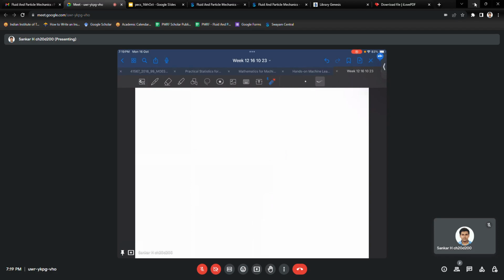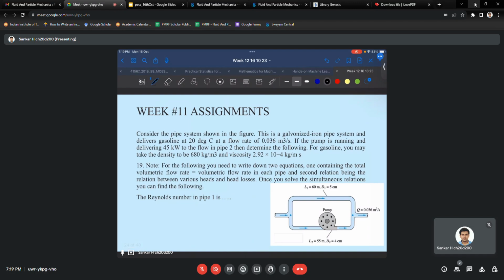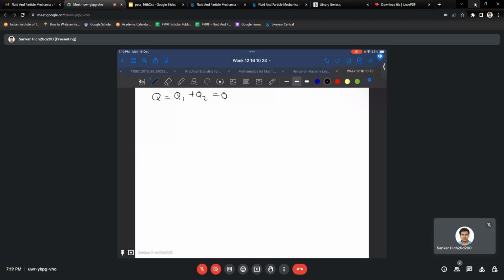So first we have to write down the equation for the velocity. The volumetric flow rate Q is equal to Q1 plus Q2, and it is given that the exit flow rate Q is 0.036, and we can equate that to this. Now we have an equation for velocity here, which is pi by 4 b1 square times v1 plus pi by 4 b2 square times v2 equal to 0.036.